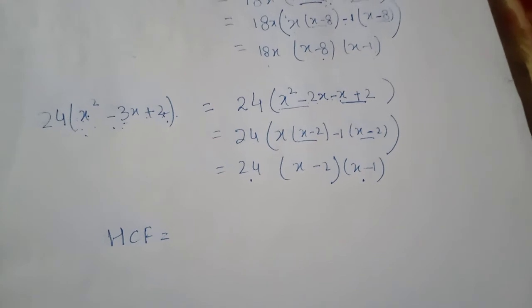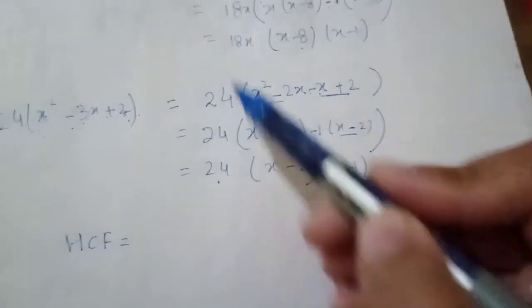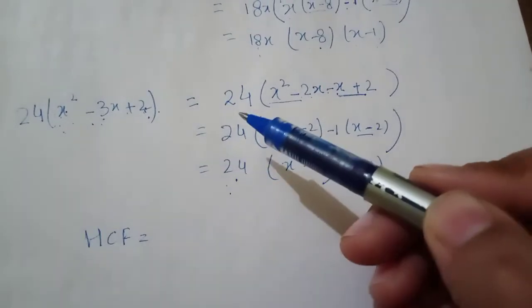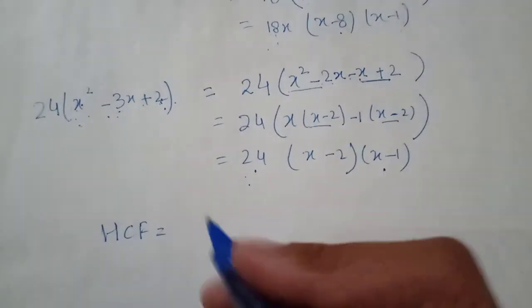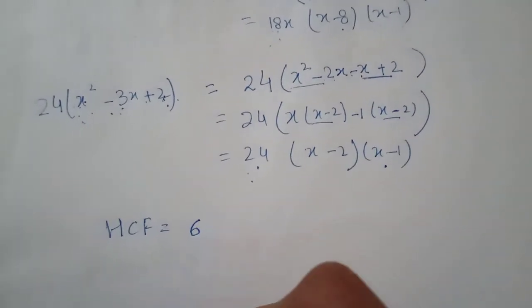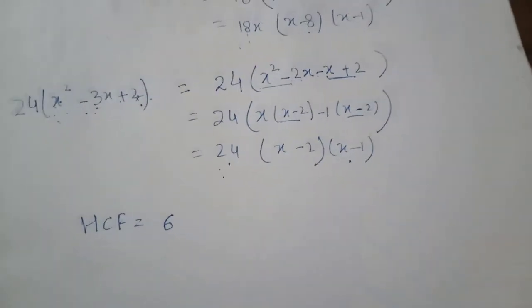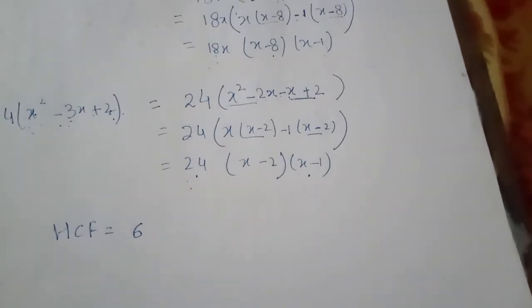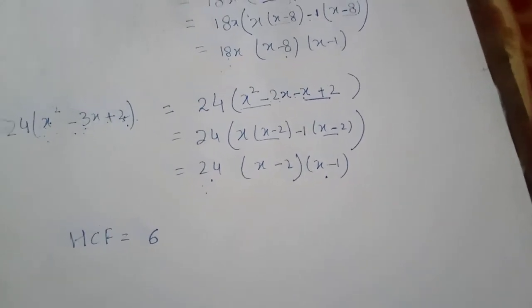Can you tell me one more common factor of 18 and 24? If I take 6 threes and 6 fours, yes, 6 is a common factor. In 18 and 24, the highest common factor is 6, because 18 and 24 both come on the table of 6. So 6 is common, right? And 6, and then you will take x minus 1.